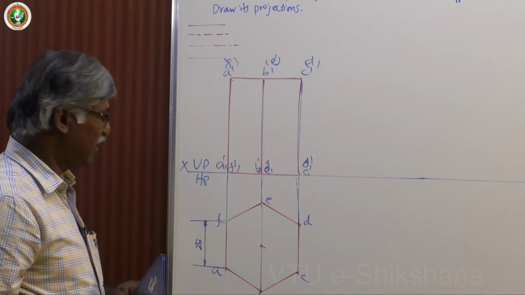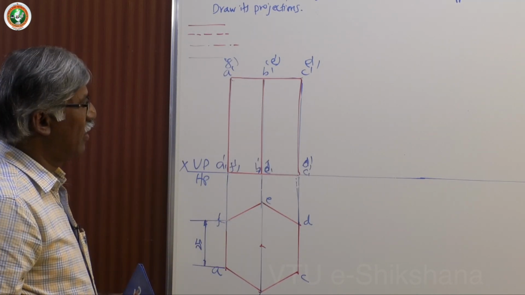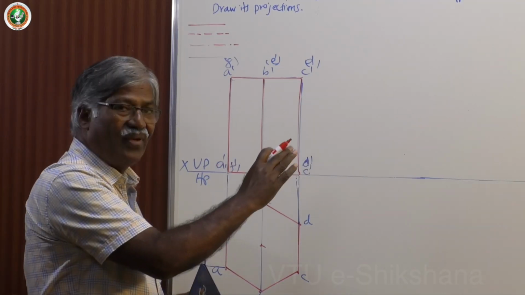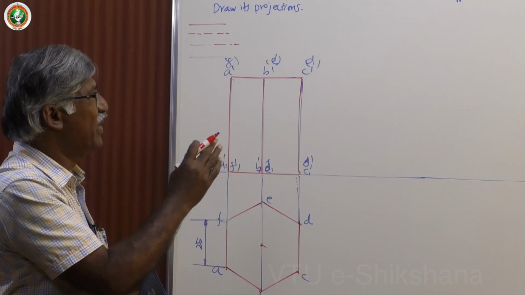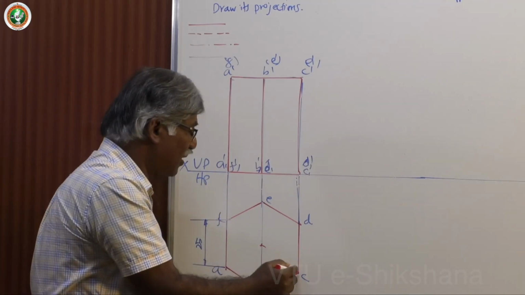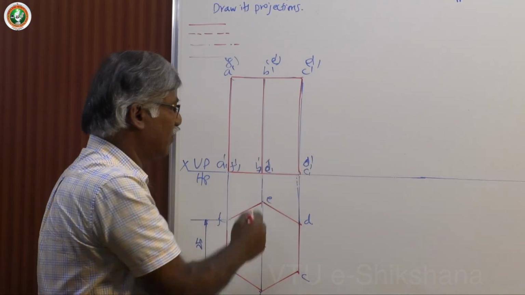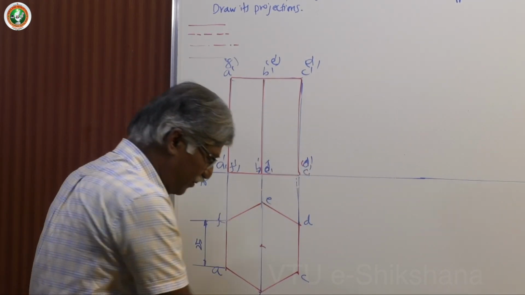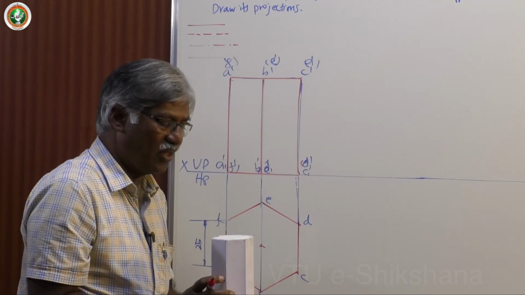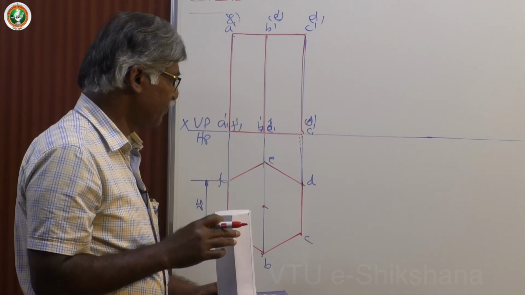prism, like any other problem. Now assume that I have taken twice of this. After giving the reference, with the base edge on HP, I have taken C1D1 to be placed on HP, and I have made the axis perpendicular so that the true shape is a hexagon with the given size.